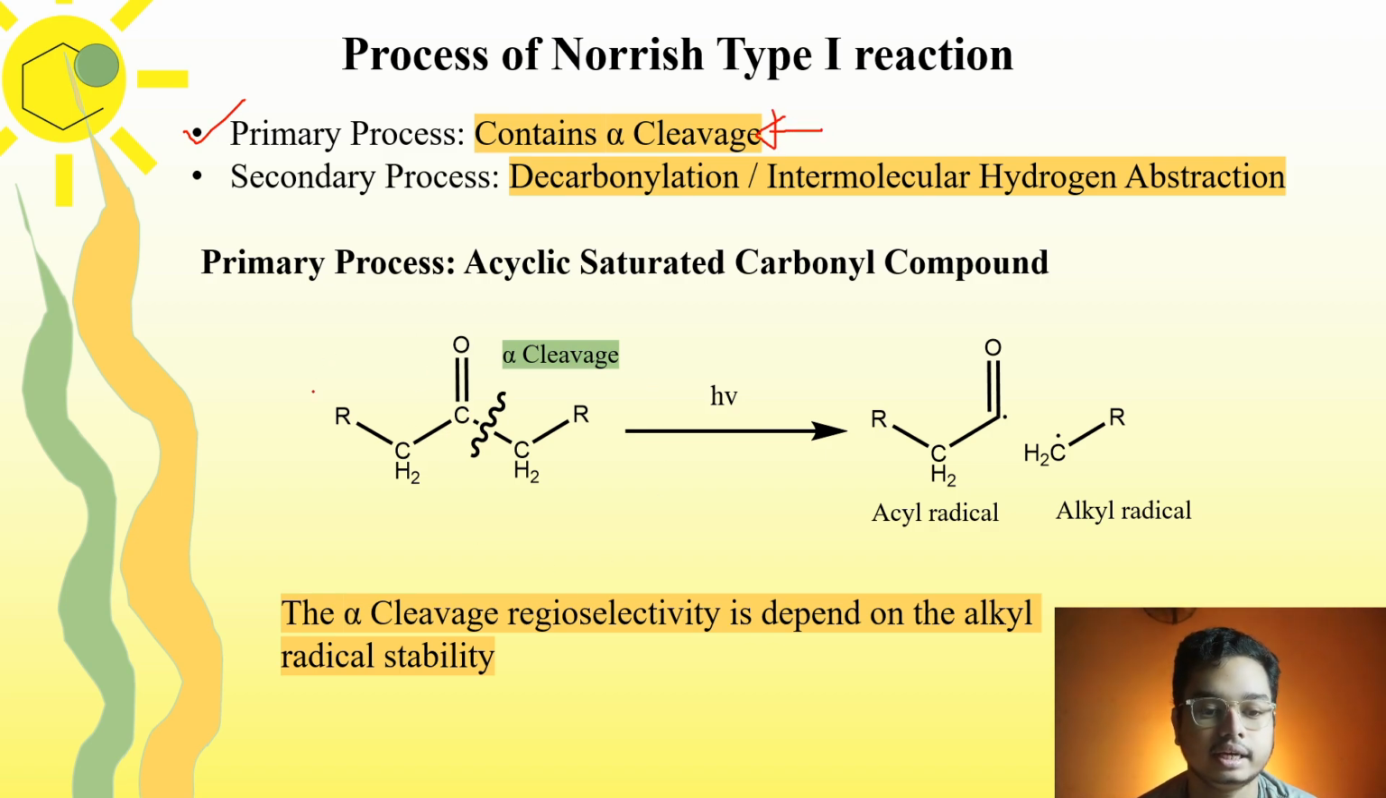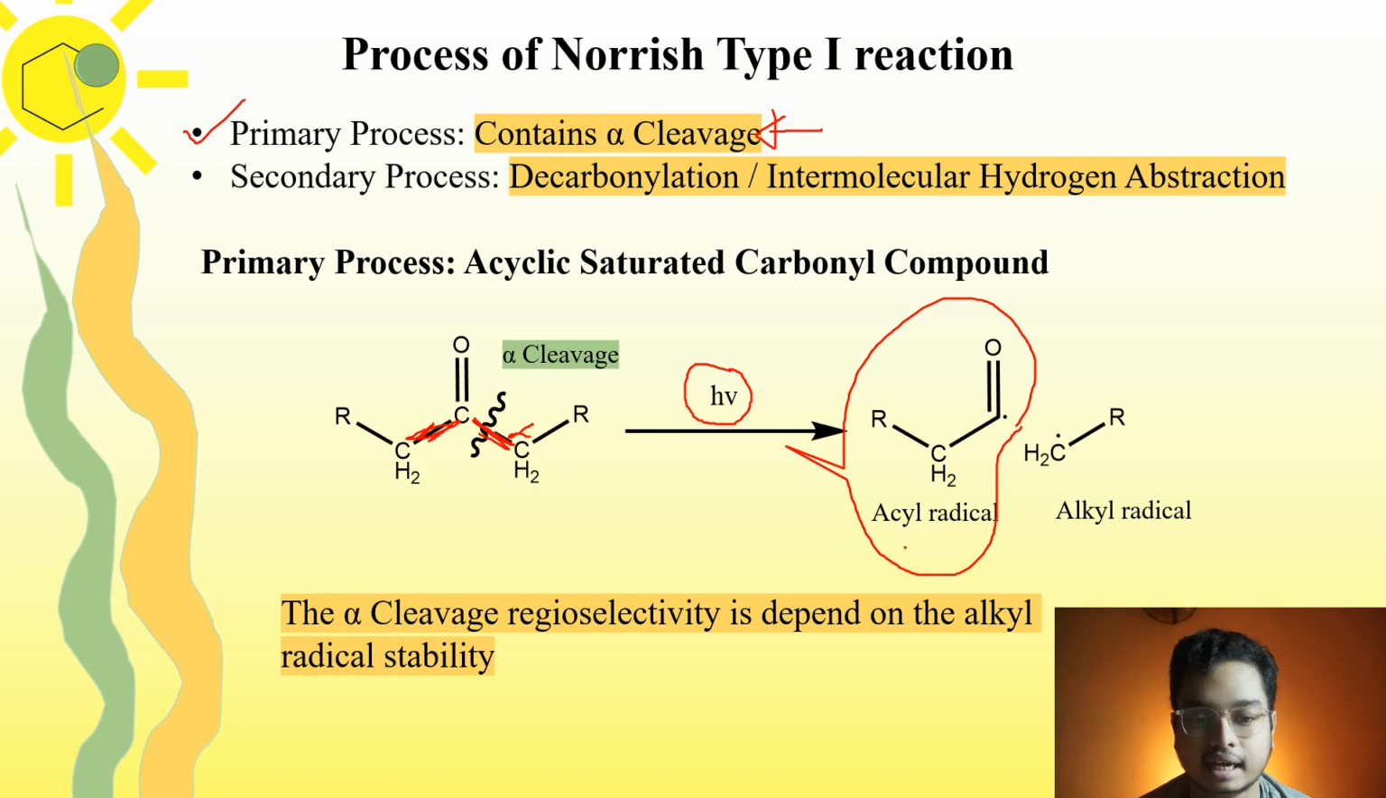For example, you can see here a ketone compound, or you can say a carbonyl compound. This bond and this bond are called the alpha bonds because this is the alpha carbon. In the presence of photochemical conditions, this bond initially breaks down. Only one alpha bond actually breaks, to form two different radicals. One is called the acyl radical and the other is called the alkyl radical.